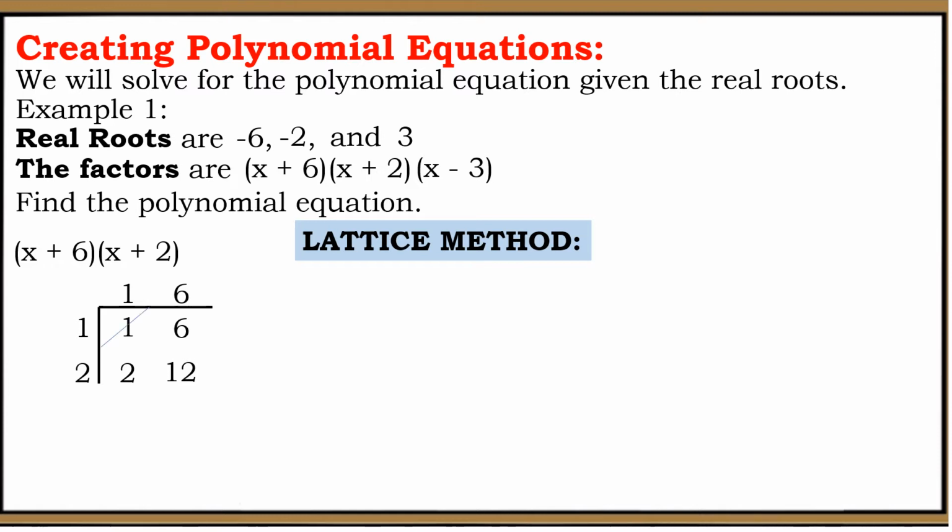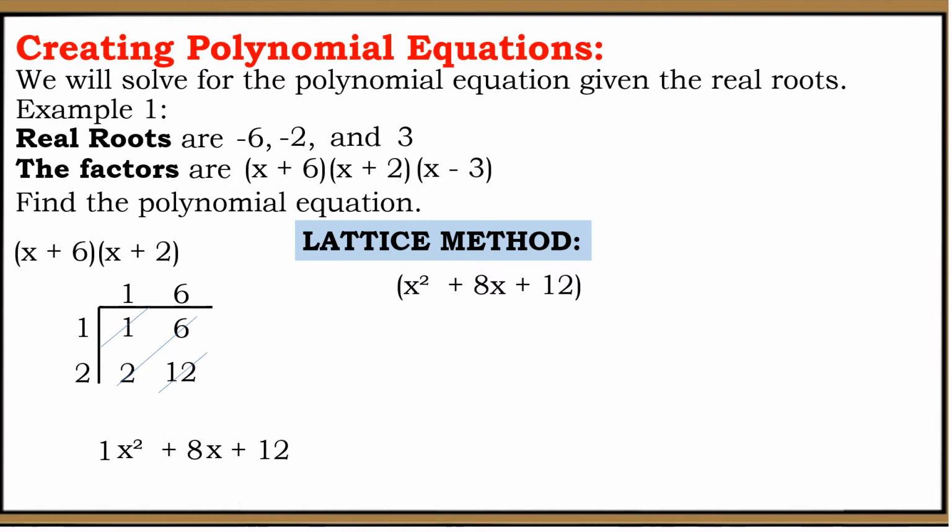Unahin natin yung 1. So, yung 1, wala siyang kasama. So, isulat na lang natin sa ibaba yung 1. Then, we have 6 and 2. I-add natin. 6 plus 2, 8. Then, 12. So, isusulat na lang yung positive 12. Now, 12 here now is the constant term. 8 will be the numerical coefficient of x, and 1 will be the numerical coefficient of x squared. So, when you multiply x plus 6 by x plus 2, the polynomial equation is x squared plus 8x plus 12.